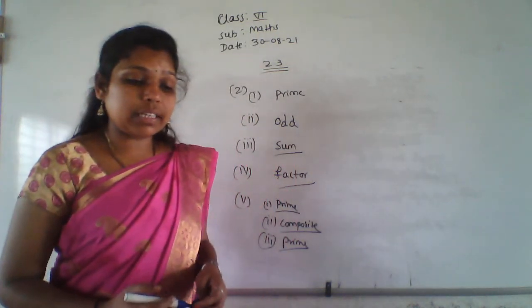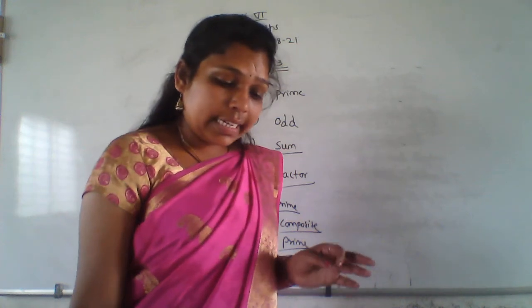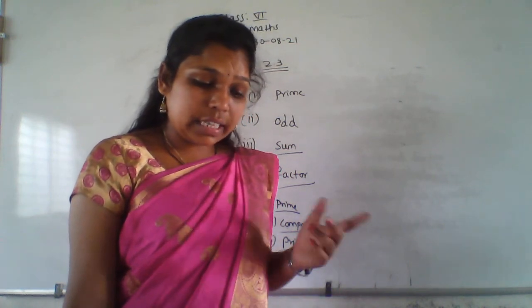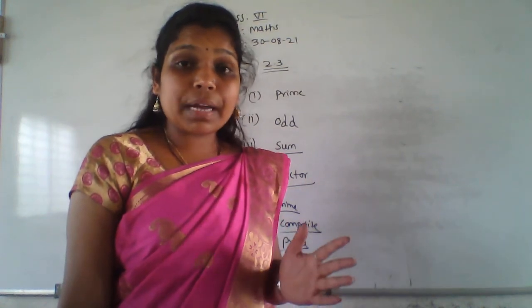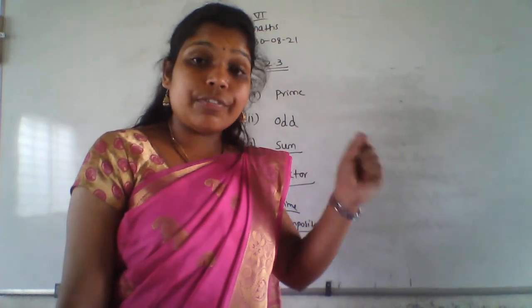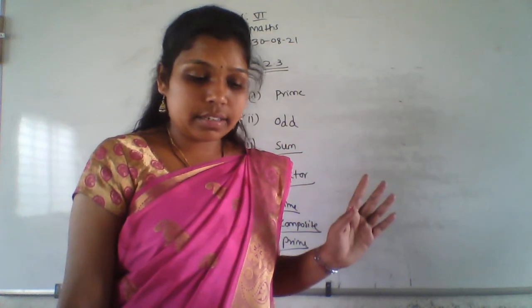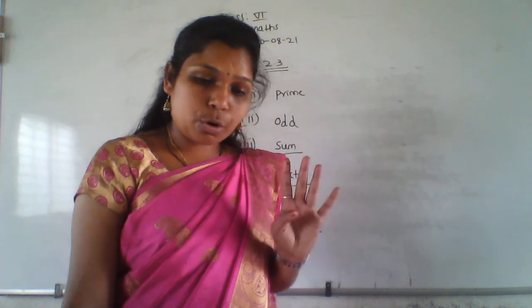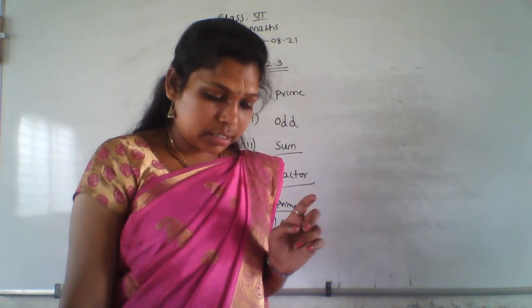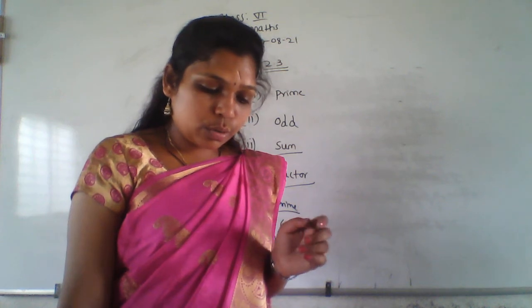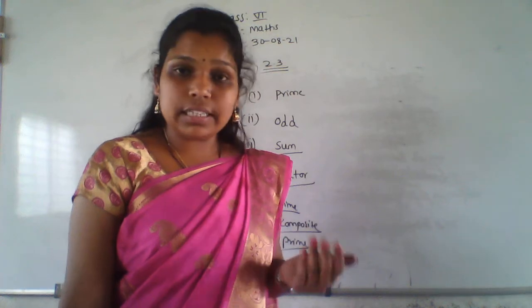What is the third main? Third main, do it yourself. Write all prime numbers between 50 and 60. What are the prime numbers that lie after 50 and before 60? That you have to write. Like that, 4 problems are given here. Do those yourself. And try to solve the fourth main also if possible. Otherwise we'll solve it in the next class.